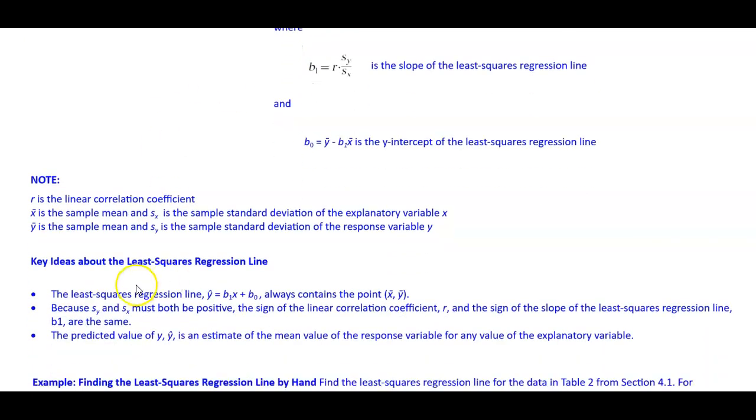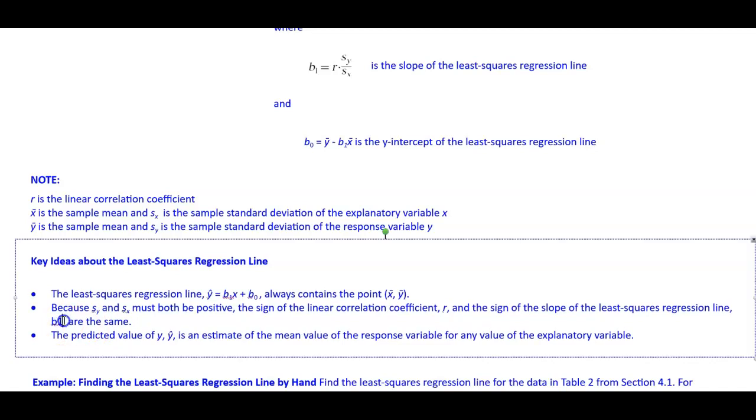Now, what are the key ideas about the least squares regression line? Well, the least squares regression line always contains the point x bar, y bar, meaning that it always has the sample mean for the explanatory variable and the y sample mean for the response variable. Now, because the standard deviations of both the y and x must be positive, the sign of the linear correlation coefficient r and the sign of the slope of the least squares regression line b subscript 1 are the same.